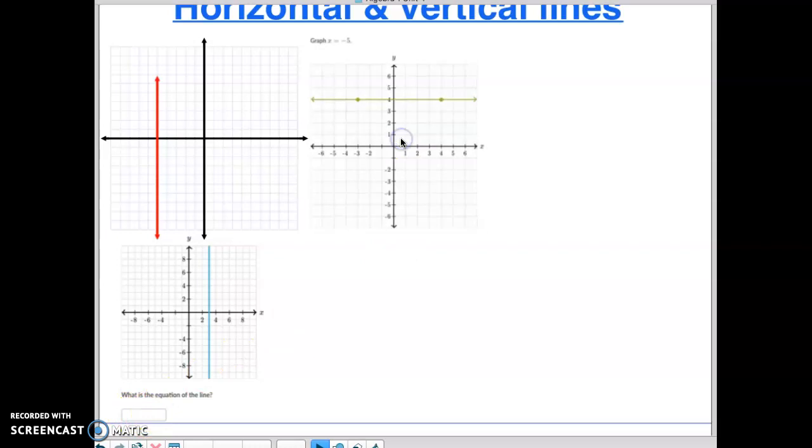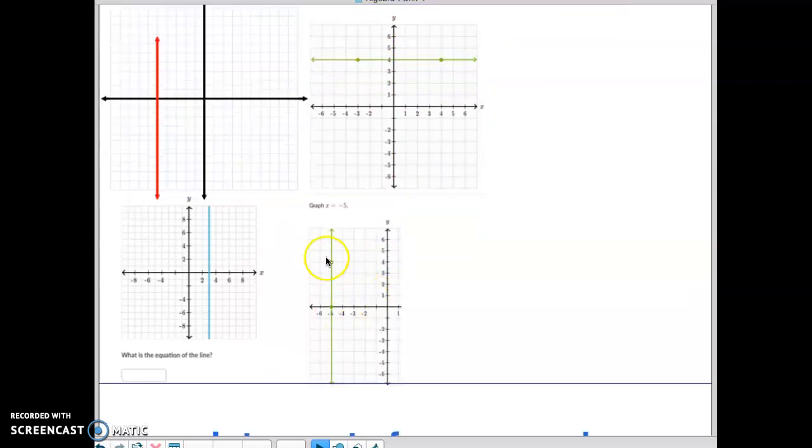Okay, let's try this one. Now, it says graph x equals -5. Well, obviously this isn't right, but we've got to move the dots around to make it look like that. So we would move them around, and it would look like this. So straight up and down at -5. x equals -5. Just that easy.